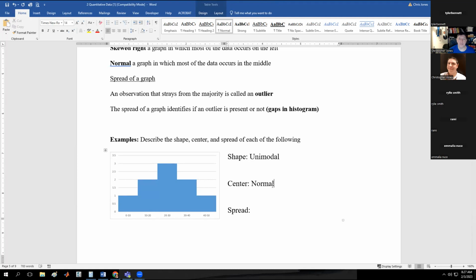Now, for the spread, it doesn't look to me like there are any gaps in the data. It looks like the data is kind of compact. And so what you would say for the spread is that there are no outliers in the data.